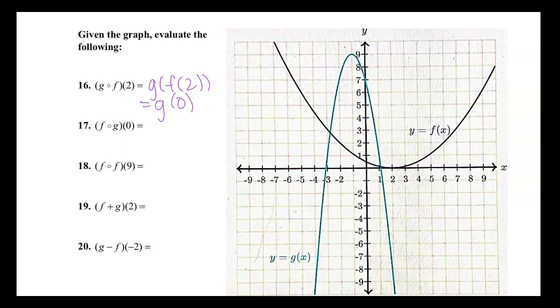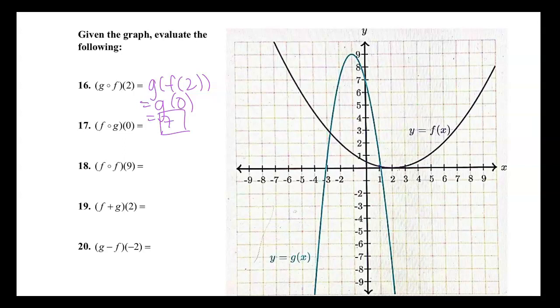Now let's look at the g function. The g function is this blue graph that's opening down. So at g of 0, what's your y? Well, when x is 0, your y value is 7. So your answer here is just positive 7.